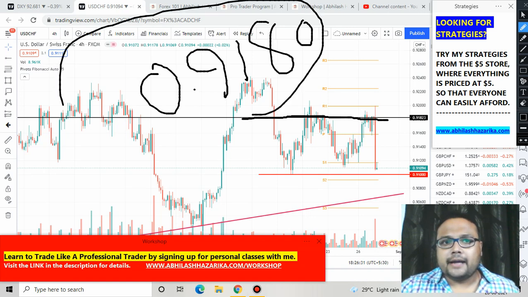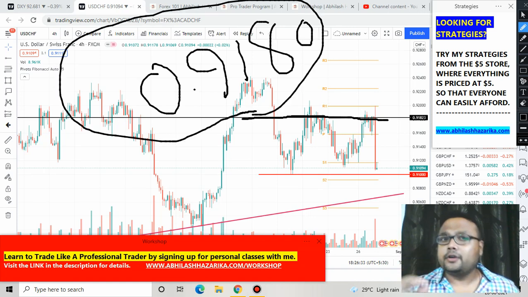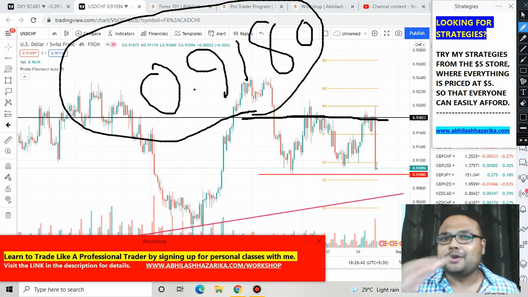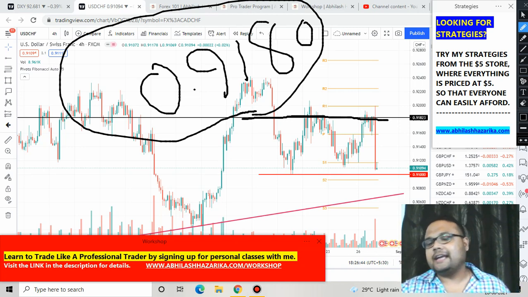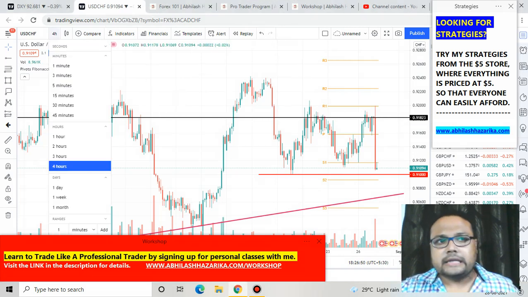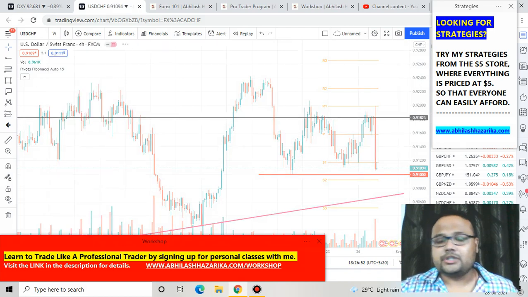0.9180. And my dear friends, if you do not have this line on your charting platform and you are trading USDCHF, then this line deserves a spot. I'll request you to draw this horizontal line so that you can understand the market better. 0.9180, and this level is important because this level belongs to the weekly chart.